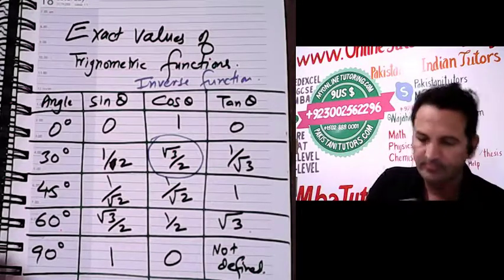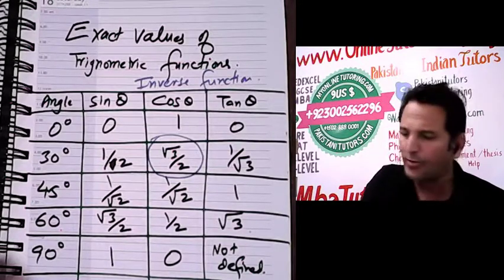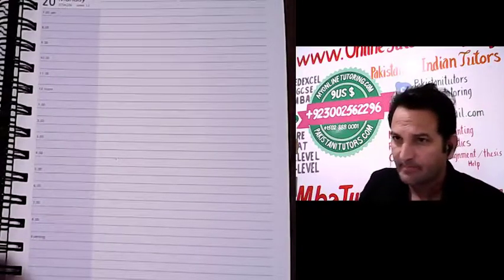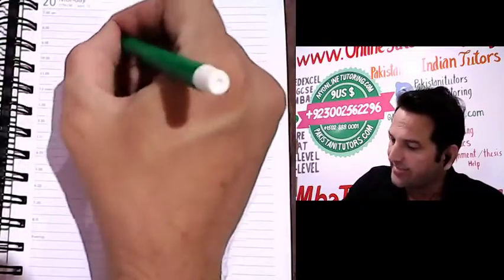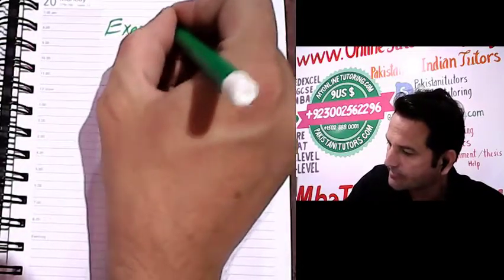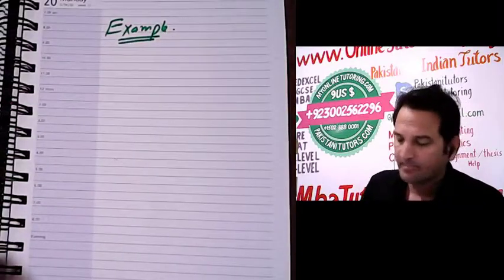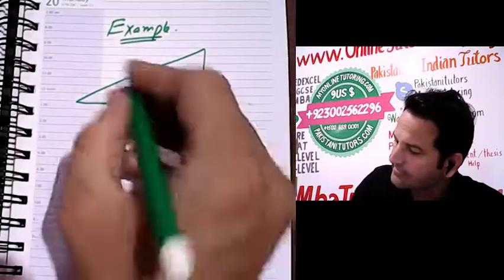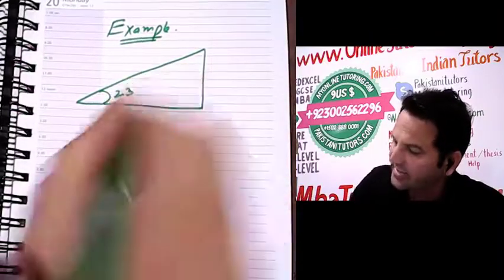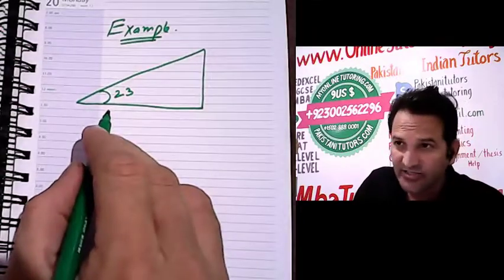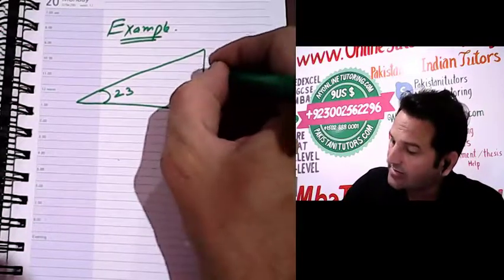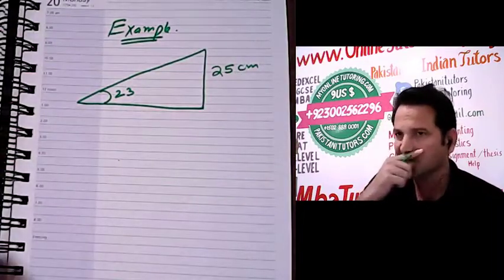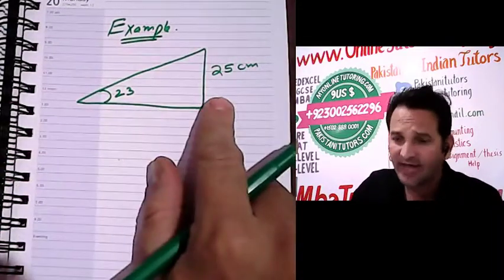Clear? Now we are solving an example. This is a triangle and we know this angle is 23 degrees. So one angle is known and one side, let's suppose 25 centimeters. So one angle and one side is known.